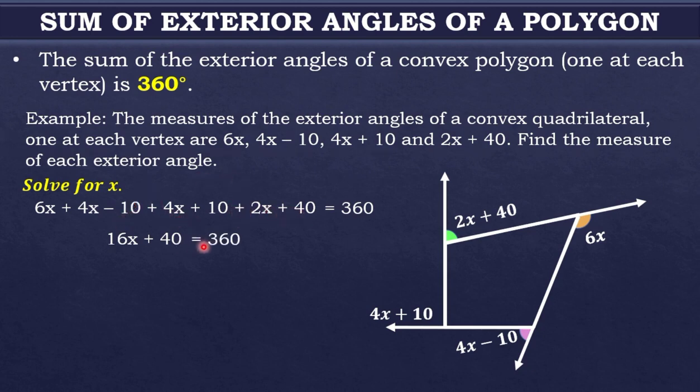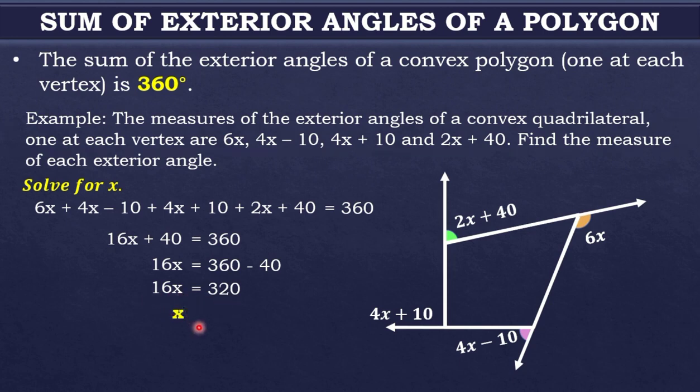And then, equals 360. So, we have 16x is equal to 360 minus 40. This will become minus 40. So, 16x is equal to 360 minus 40, that is 320. So, divide both sides by 16. Divide natin both sides by 16.